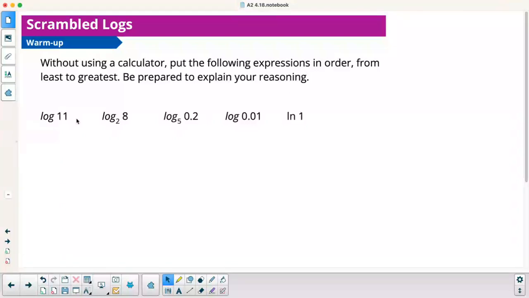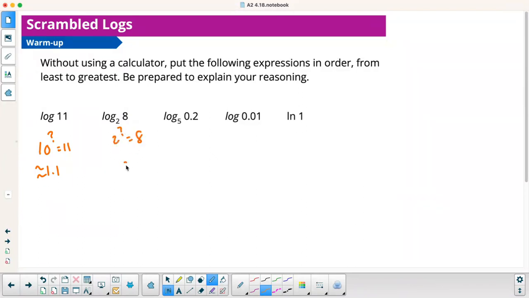Okay, so some of these you can kind of mentally do. So this is going to be 10 to what power equals 11. So 10 to the first is 10, so this is going to be like 1.1 maybe, roughly. This is 2 to what power equals 8? So this is 3. 5 to what power equals 0.2?